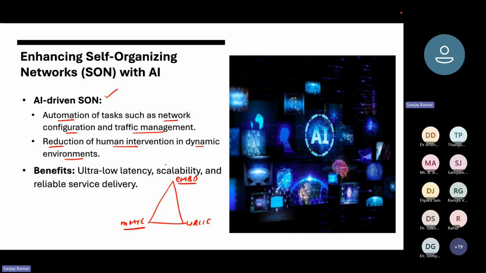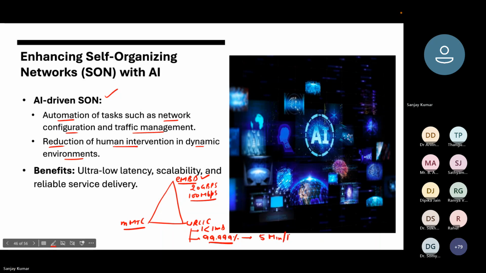Now, here my expectations are to get a 20 Gbps peak data rate and a 100 Mbps user experience data rate. For URLLC, the requirement is latency lesser than 1 millisecond and reliability of 99.999%, that is a downtime of 5 minutes per year. That is the kind of reliability we are looking for.